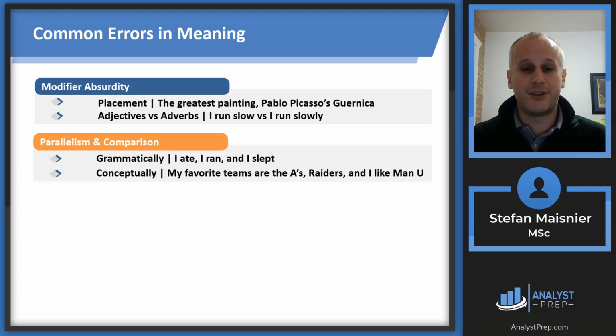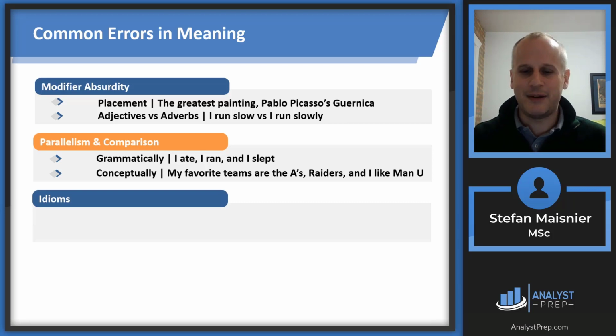But you also have to make sure that conceptually your parallelism in the list or in a comparison is consistent. So you wouldn't be allowed to say a statement such as, "My favorite teams are the A's, Raiders, and I like Man U," because you're listing teams, so you have to list the actual team of the A's, of the Raiders, and then you could say Man U, but you can't say "I like Man U" first, because now you've broken the parallelism of that list.